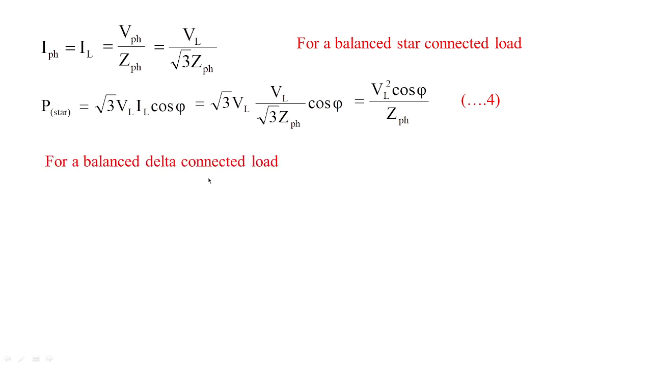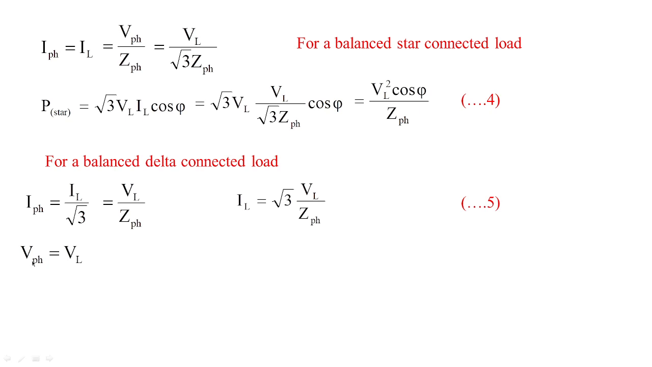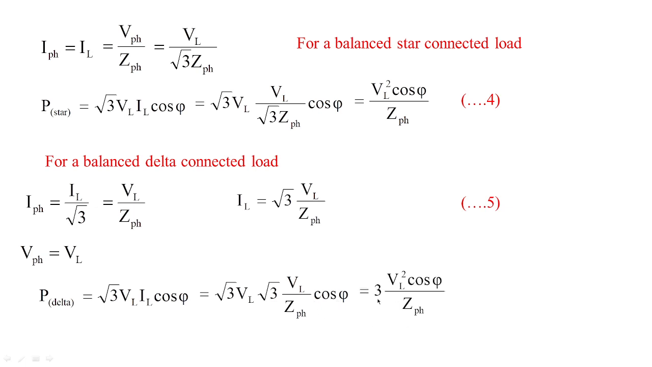What we remember, for a balanced delta connected load, I phase is equal to IL by root 3. So I'm changing the terms of I phase in terms of VL by Z phase. In fact, I can get the value of IL which is equal to root 3 times VL by Z phase. Treating this as equation 5 and remembering that V phase is equal to VL for balanced delta connected load, we can derive the relationship of power in delta which is equal to root 3 VL IL cos phi. Just substitute the value of IL which is nothing but root 3 VL by Z phase, times cos phi. In fact, it becomes 3 because root 3 times root 3 becomes 3. You have VL repeated twice, so 3 VL square cos phi by Z phase.